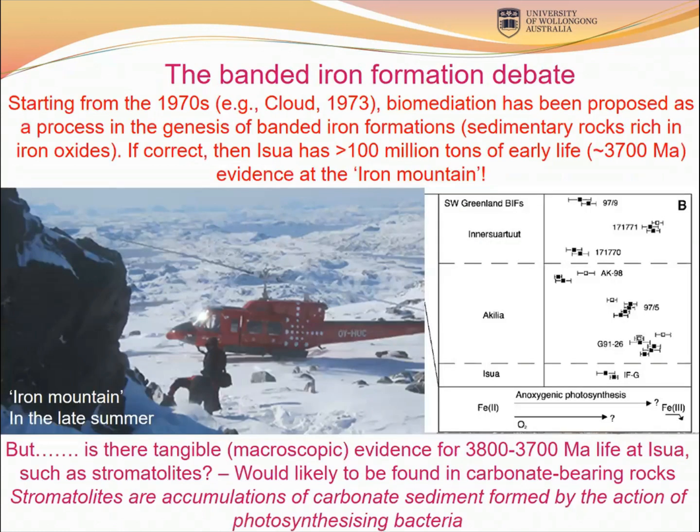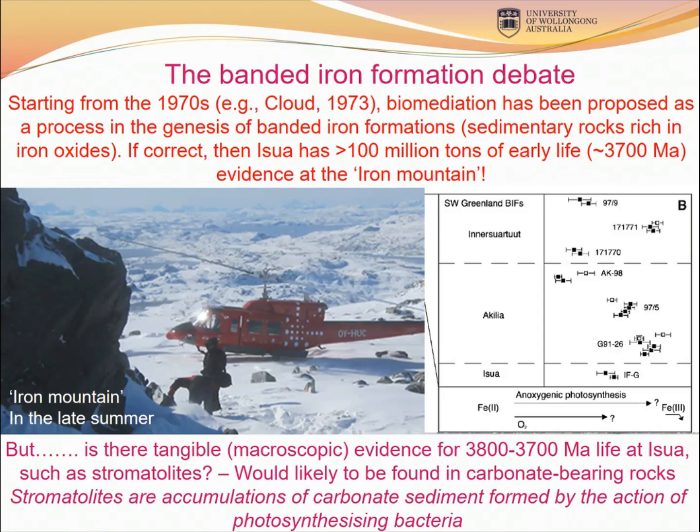So there's this bunch of rocks called the banded iron formations. These are rocks which now consist largely of quartz and iron oxide minerals, mostly magnetite and/or hematite. And starting from the 1970s, for example, Cloud 1973, biomediation has been proposed as a process in making these rocks.